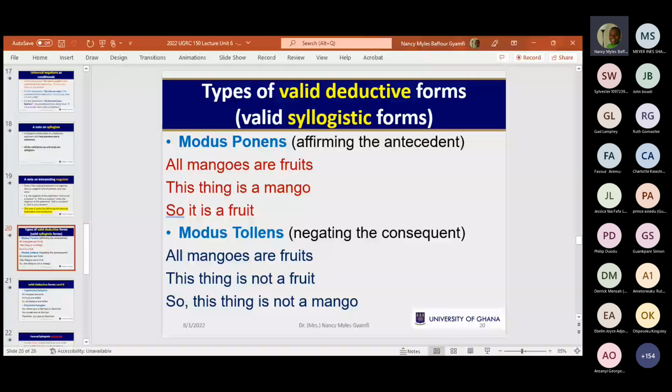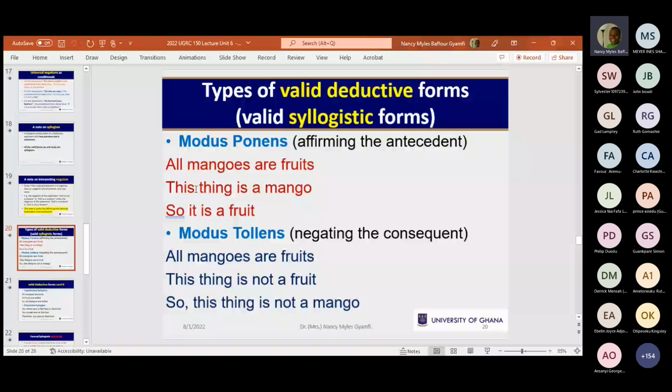That's why they are all modus. They all have one universal statement. The next one is a particular statement. The reference class is particular. Reference class just means subject. Attribute class means predicate. So here, if you can see my screen, all mangoes are fruits.